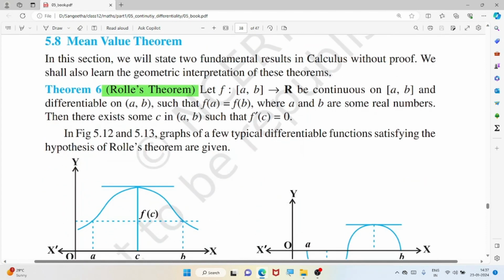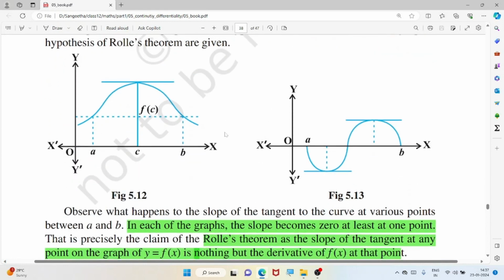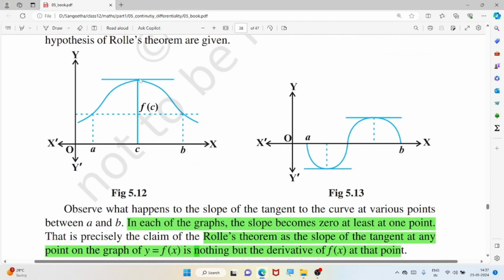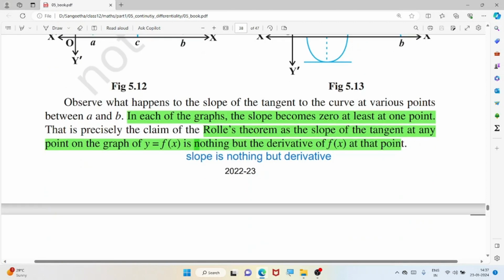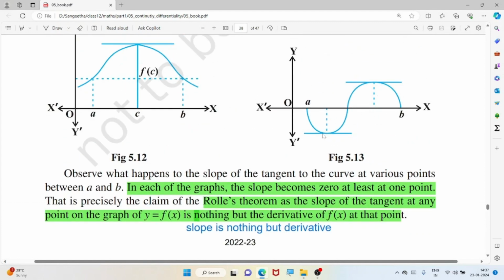Mean value theorem. Rolle's theorem: let function f be continuous on a, b and differentiable on a, b such that f of a equals f of b, where a and b are real numbers. There exists some c in a, b such that f dash of c equals 0. c is this point where f dash of c is 0, slope 0 here at these points. In each graph the slope becomes 0 at least at one point, here slope 0, here 0, here 0.